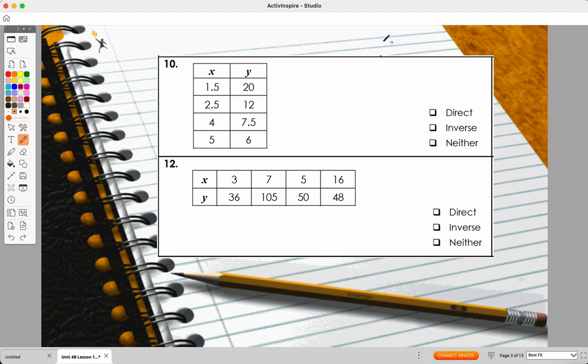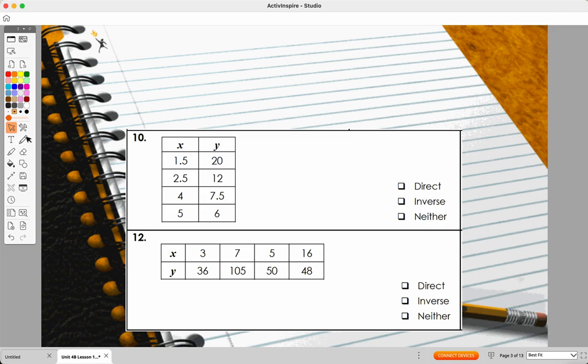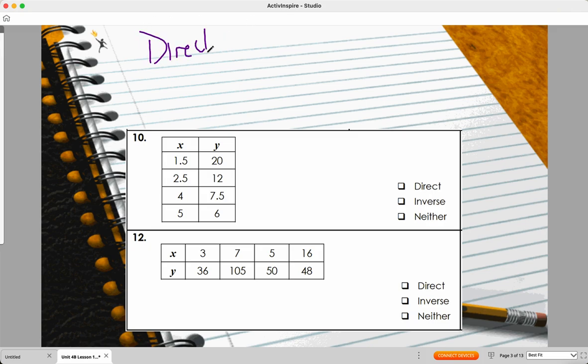So when we look at direct variation, I'm going to move this just a little bit down so I can write a little bit on the top. If we're looking at direct variation, we know that y equals kx. And when I want to know what k is, I divide both sides by x, and I get k equals y over x. So what I'm going to look for is that 20 divided by 1.5 is the same number as 6 divided by 5, or as 12 divided by 2.5, or 7.5 divided by 4. And that's not the case. This is 6 over 5, but this is not.